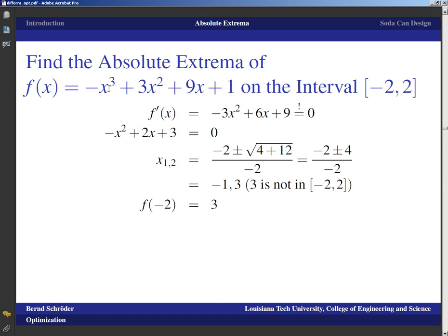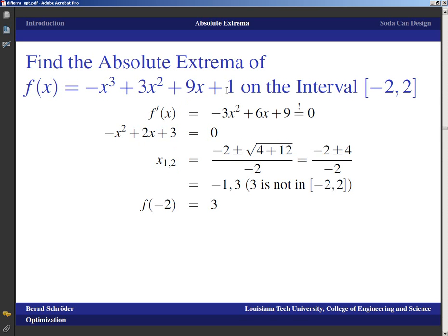F of negative 2. Negative 2 cubed is negative 8, with another negative sign gives us 8. 2 squared is 4, times 3 is 12, and 12 plus 8 is 20. Negative 2 times 9 is negative 18, so you end up with 20 minus 18, which is 2, plus 1 is 3.